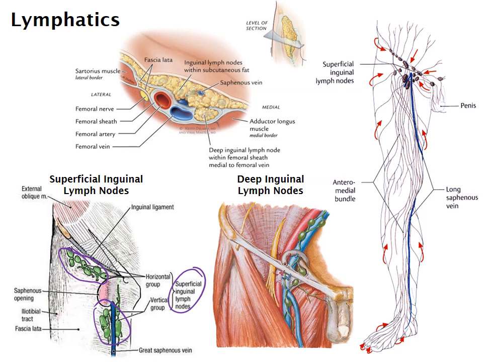Lymph from these two groups will drain into one of two areas, either into the external iliac lymph nodes, seen here, or the deep inguinal lymph nodes, which are found deep to the fascia medial to the femoral vein, seen here.